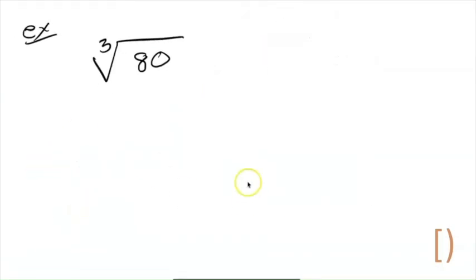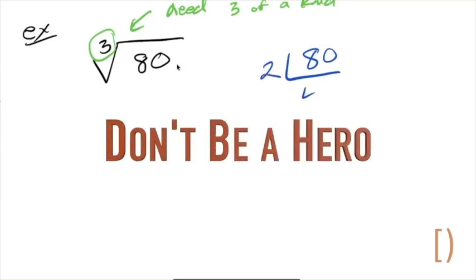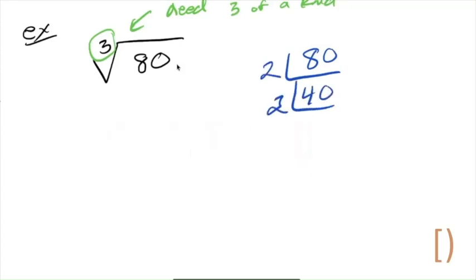Now we're going to do the cube root of 80. The cube root, what does that change? It just means you need 3 of a kind. Instead of a pair, you need 3 of a kind. So it's the exact same concept. I'm going to do 80, upside down division, start small, 2. That's 40. 40 divided by 2 again is 20. And divide that by 2 again, and I get 10. I'm going to divide it by 2 again, and I get 5.